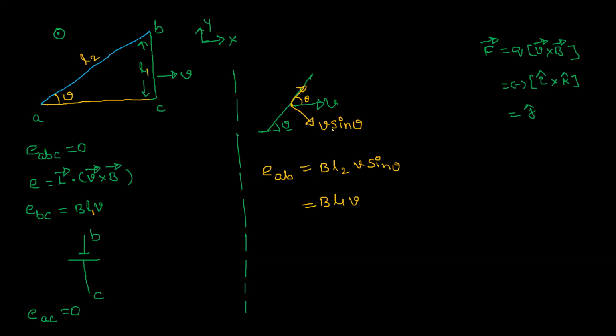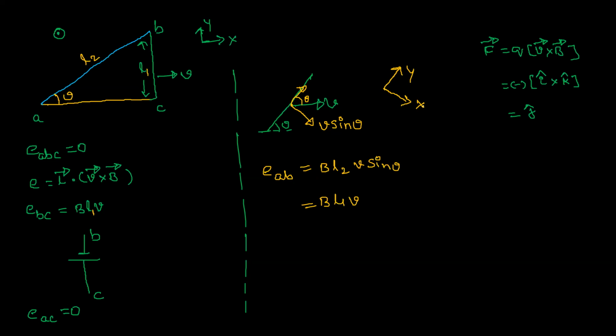Let us see the force acting on electrons in the wire AB. Now I am taking here, for our convenience, normal to the wire as x-axis. This is completely our choice. So for our convenience, I'm taking normal to this wire as x-axis and parallel to the wire as y-axis.